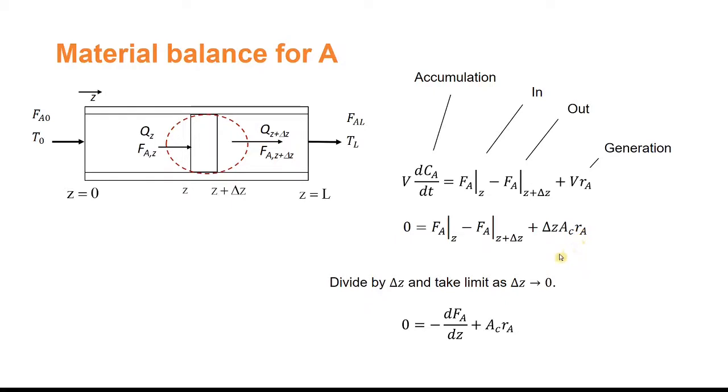The next step is to divide each term by delta Z and take the limit as delta Z tends toward 0. And this will give us our first differential equation. So 0 equals minus the spatial derivative of the flow of A plus the cross-sectional area times the rate of generation of A.